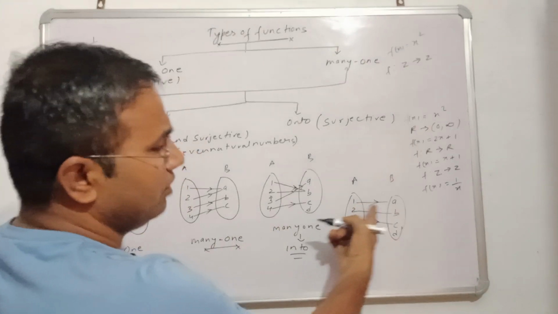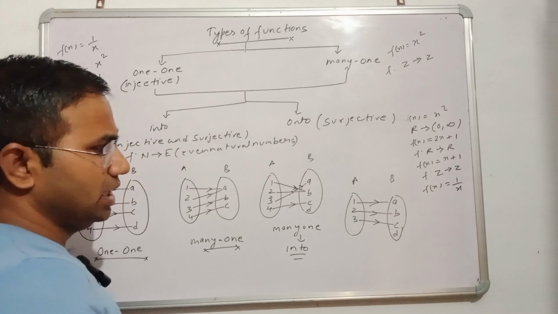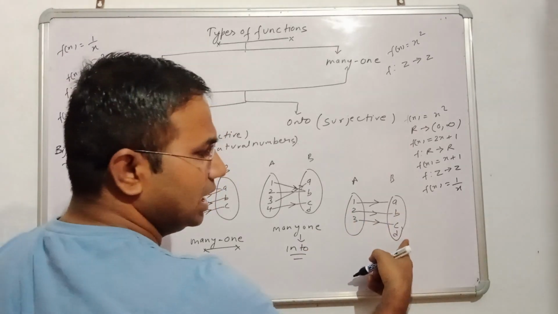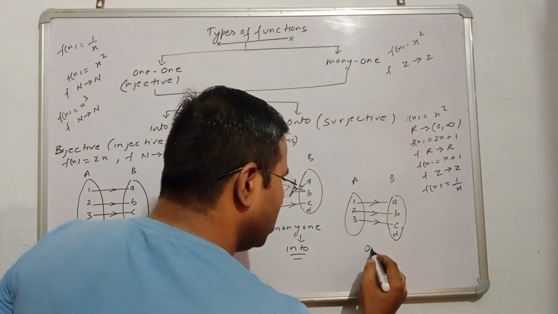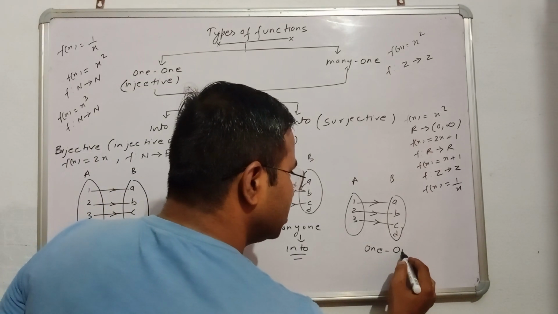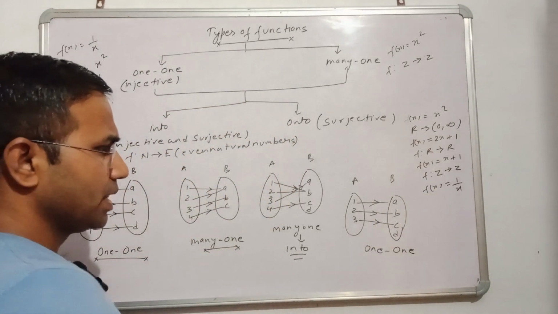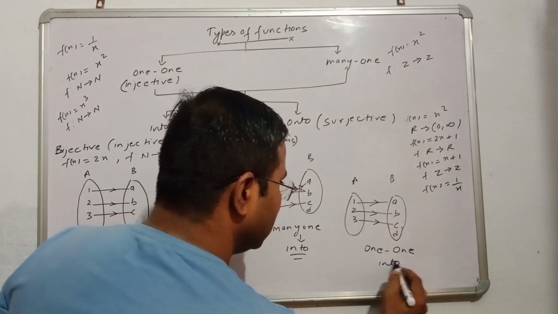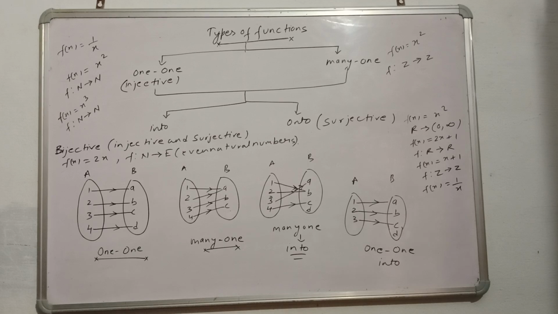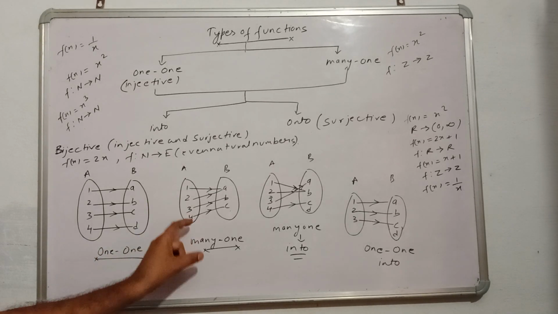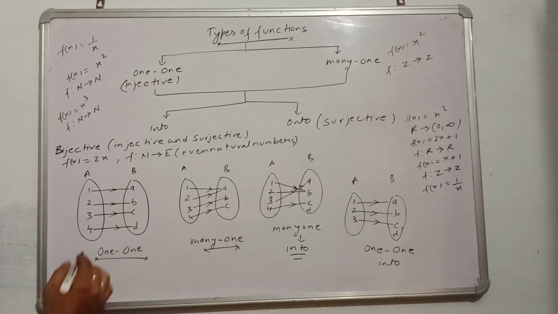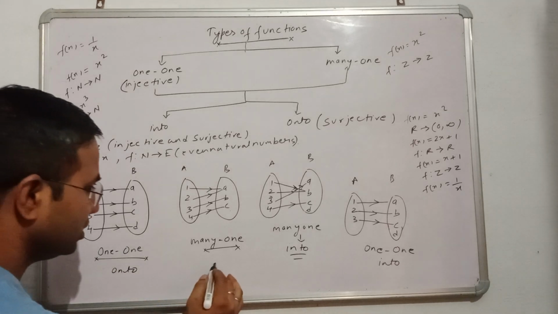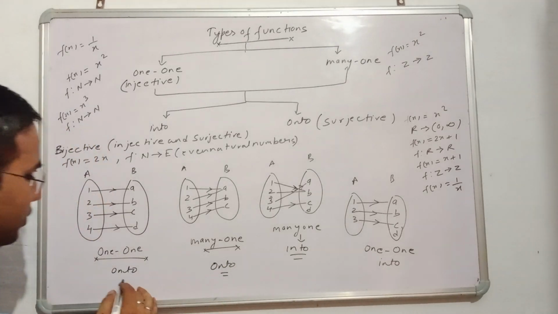Now in this, every element has a unique image. So this is showing a one-one function, but in this also one element is left, so it is called an into function. And in this, none is left, see, none is left, so this one-one function is also an onto function. This is also an onto function.